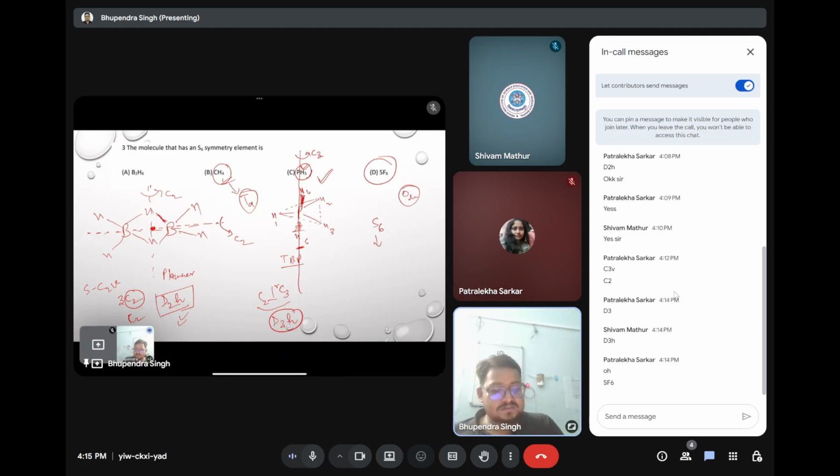This contains your C6 and sigma. So where is the possibility of this C6? I don't see it here. I don't see it here. I also don't see it here. So the one molecule left is SF6.